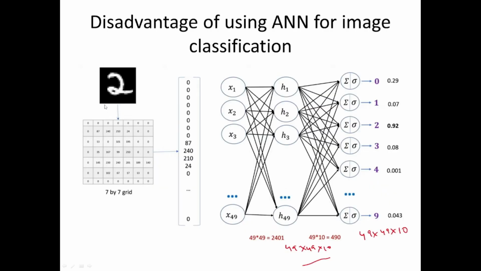Another case: suppose this is a 2D representation of handwritten numeric number 2, which can be flattened into a single array of 49 elements because it was a 7 by 7 matrix. And these can be fed to the input layer of the neural network, and suppose there is only one hidden layer. The output layer will be 10, as it is used for classification of numbers, which can be from 0 to 9. And this will require 49 cross 49 cross 10 operations, which works okay for a single digit.